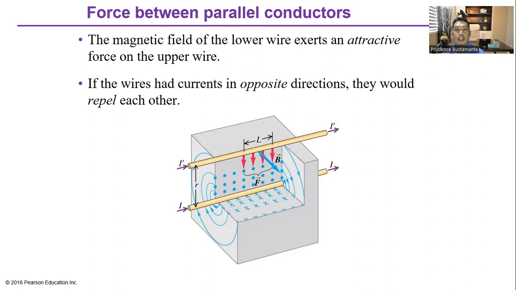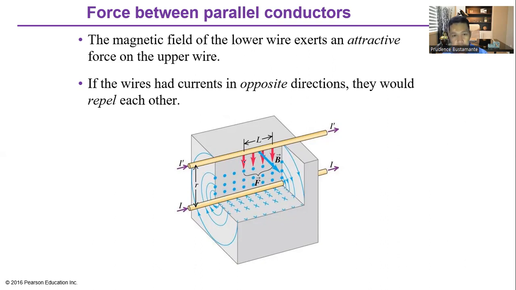How about calculating force between parallel conductors? The magnetic field on a lower wire exerts an attractive force on the upper wire. If the wires have currents in opposite directions, they repel each other. So we have here to find the force, and the direction of the force.